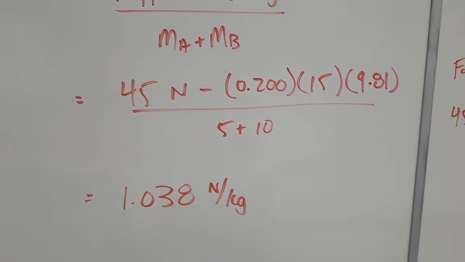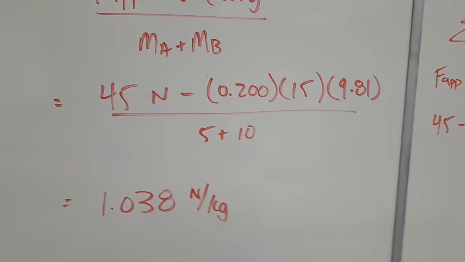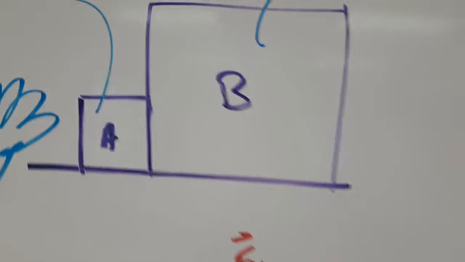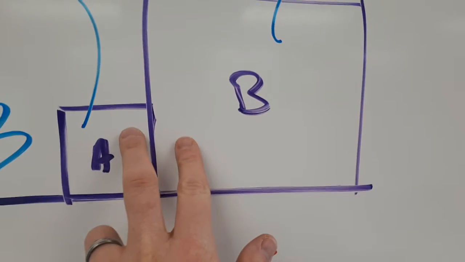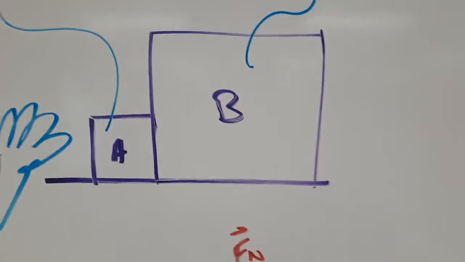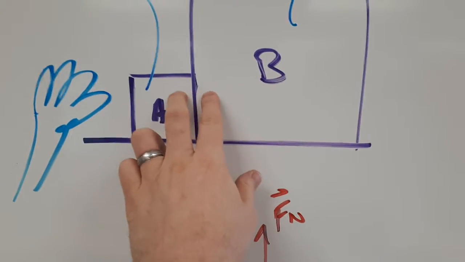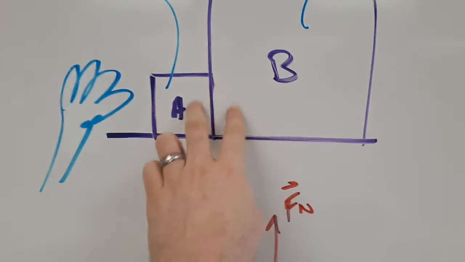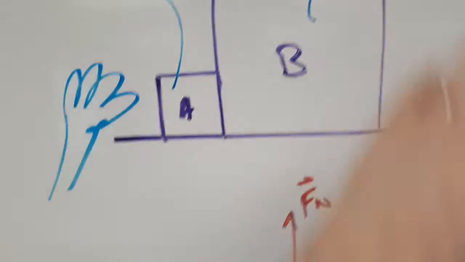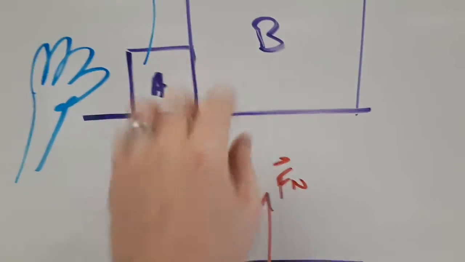So let's look at now individual components. The objective is to figure out what is the contact force between these two objects right here. They're internal forces to the system. So the only way to figure out what the force is here is to think about these two things separately, because those two forces would cancel each other out when we think of them all together. And so we need to think of them separately.